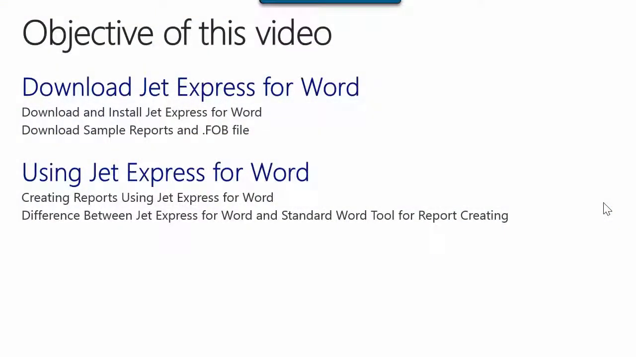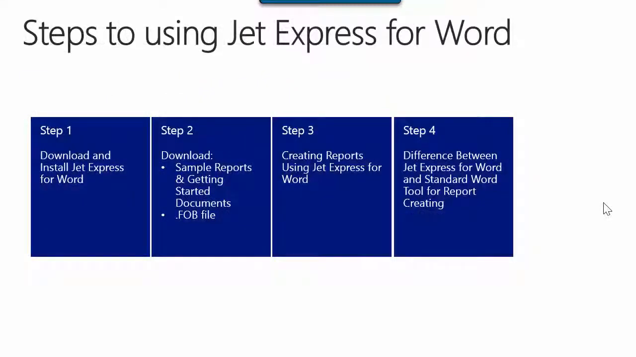The objective of this video will be how you can download JetExpress for Word and sample reports with report FOB file. Also, I will describe how you can use JetExpress for Word samples and how you can create reports with this tool. I will present the main differences between JetExpress for Word and the standard Word XML mapping pane in the report creating process. As you can see, I will enable this scenario in 4 following steps.